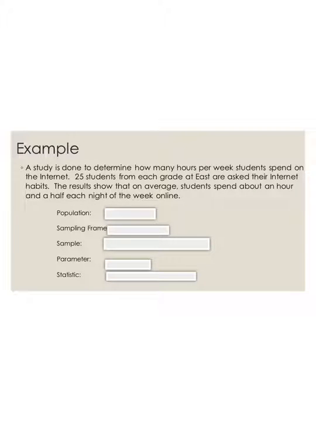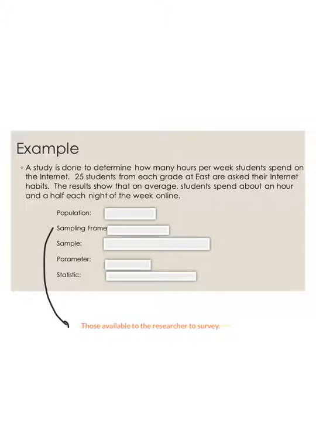In our last example, we're going to practice identifying the population, sampling frame, the sample, the parameter, and the statistic. Now, the sampling frame is important to note. We haven't talked about this yet, but it's actually very simple. It is simply those available to the researcher to study. So now let's get into our example. The study is done to determine how many hours per week students spend online. 25 students from each grade at East are asked their internet habits. The results show that on average, students spend about an hour and a half each night of the week online.